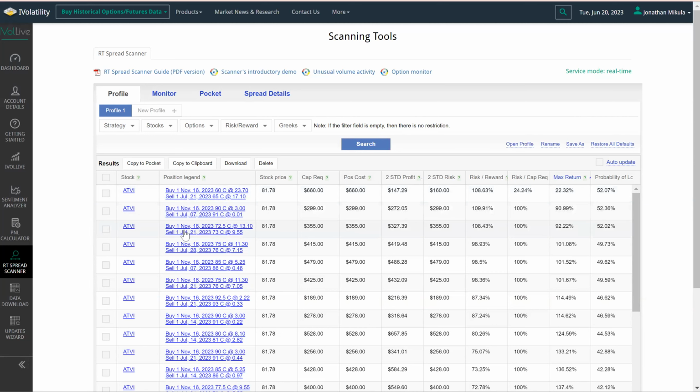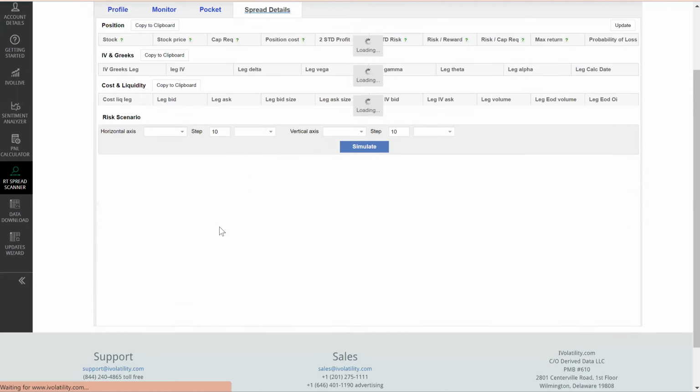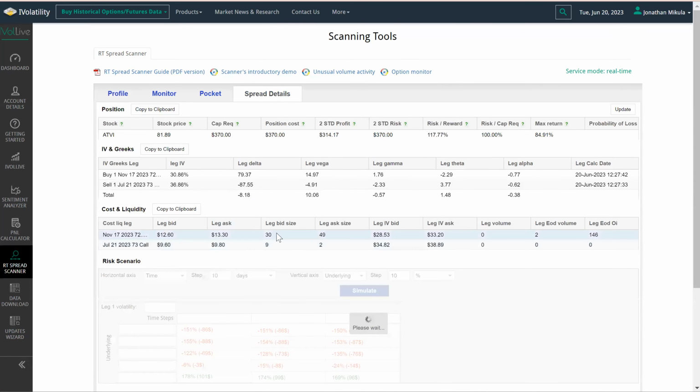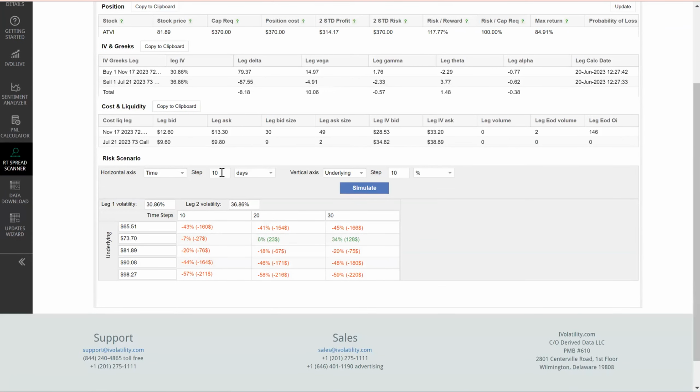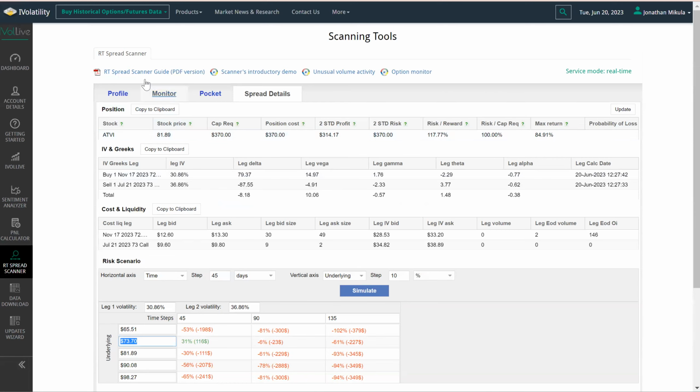This one's an interesting one to me too. Selling the July 21st, $73 call for $9.55 and then buying the $72.50 call. So in the money, but just not quite as extreme. So, I'd click here. I'd run the analysis. I would do every 45 days, and then I would look for maybe 30% move. And again, this will show me all the different scenarios to look for, the ideal target price for the stock. And then I can jot that down.